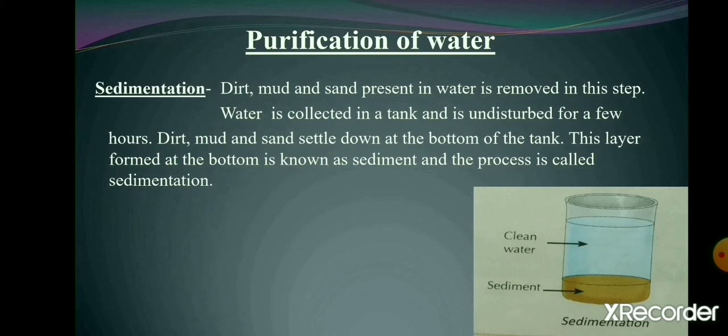Sedimentation. In this step, water is collected in a tank and is left undisturbed for few hours. Dirt, mud and sand settle down at the bottom of the tank. This layer formed at the bottom is known as sediment and the process is called sedimentation. Through this method, dirt, mud and sand present in water is removed.